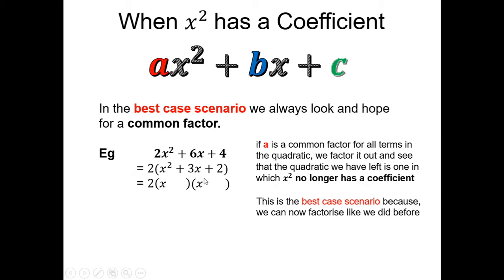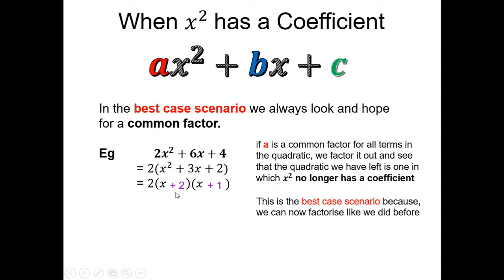Remember the rule? They need to multiply to make the last term and add to make the middle term. What numbers multiply to make 2? There aren't very many numbers that multiply to make 2. 1 and 2, they're the only factors. So 1 and 2 multiply to make 2, and 1 and 2 add to make 3. 1 and 2 are my values.